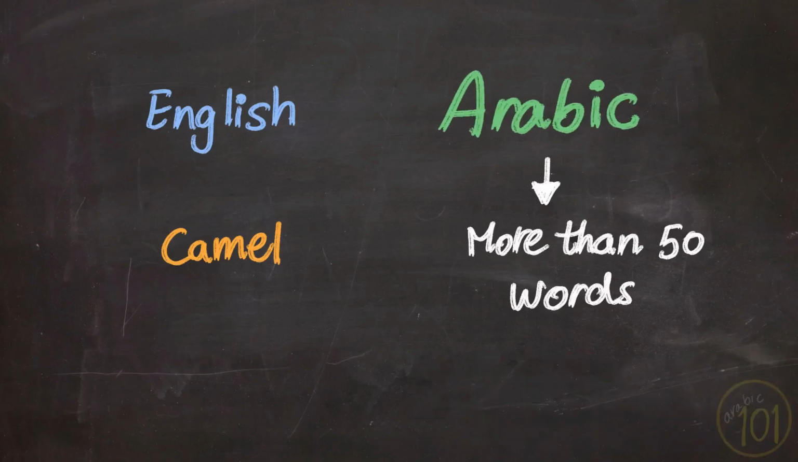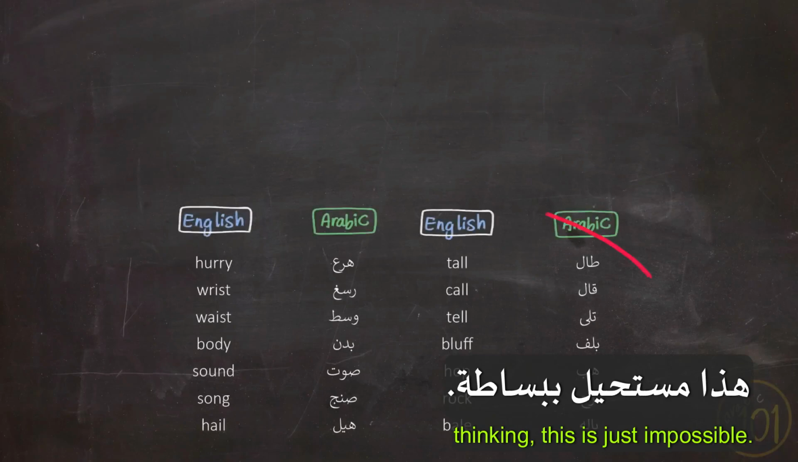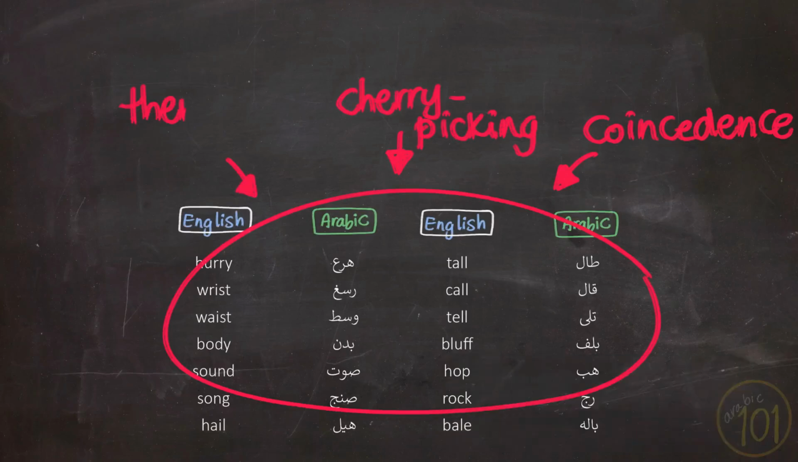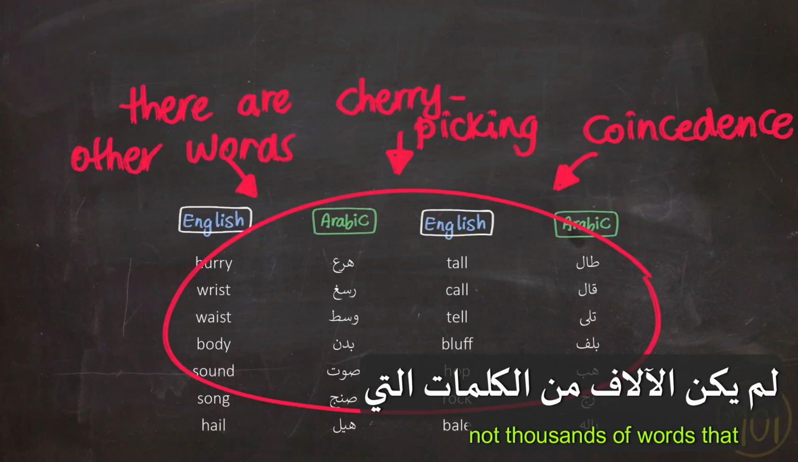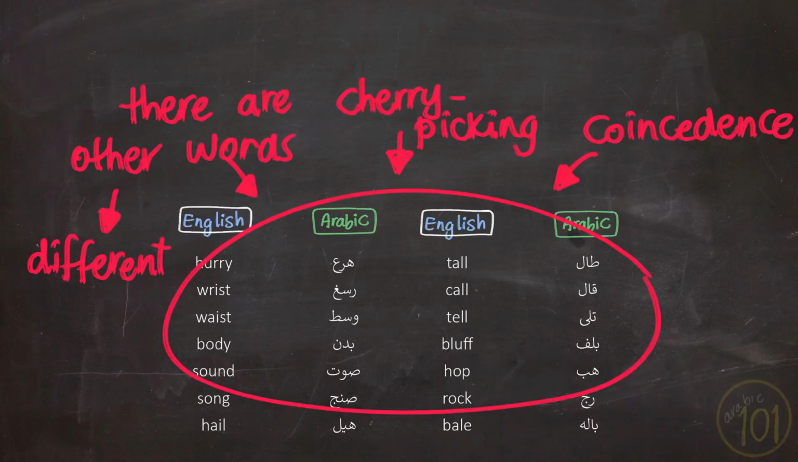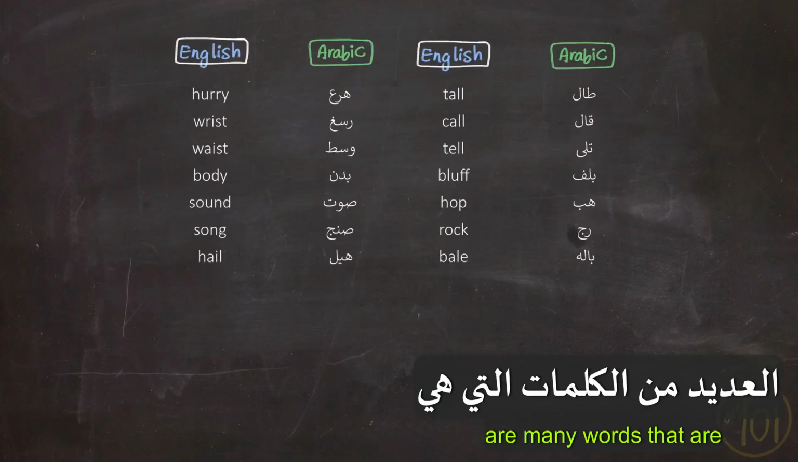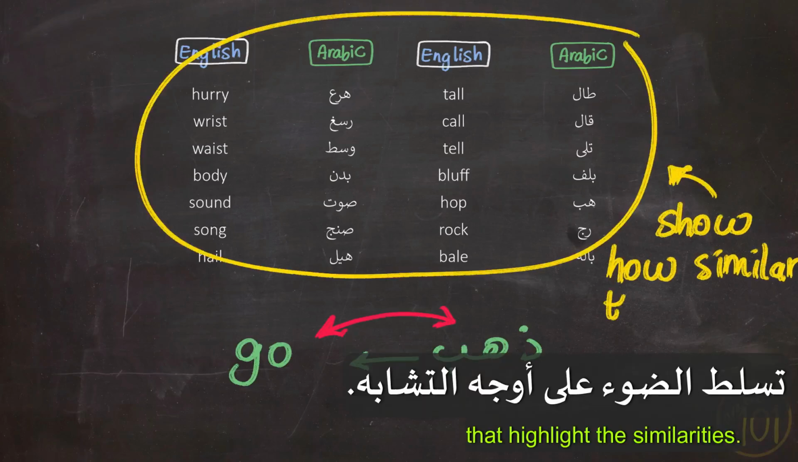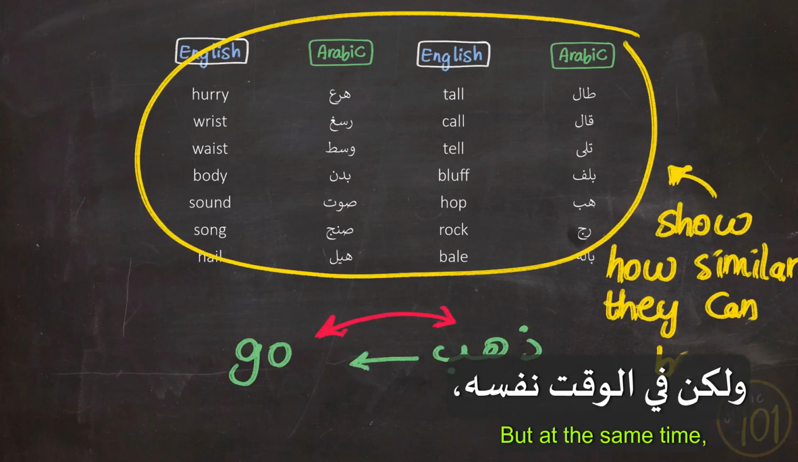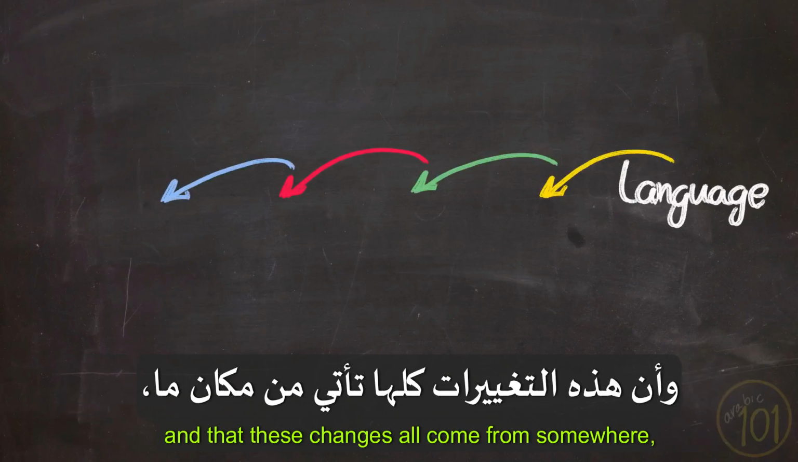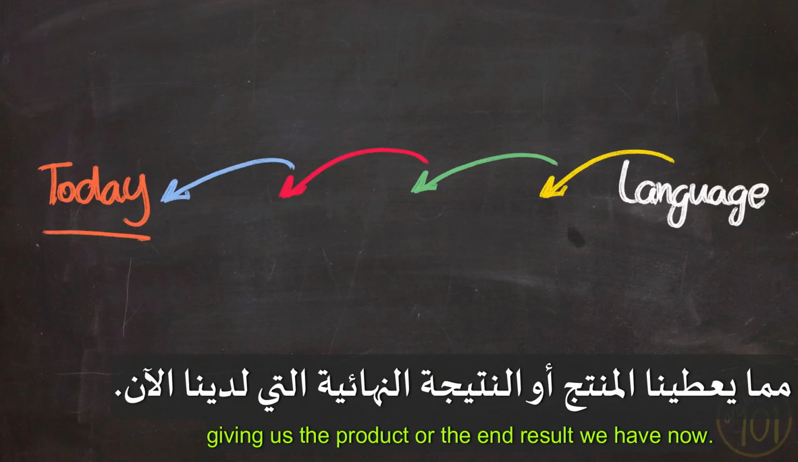And now you might be thinking, this is just impossible. And then I just picked and chose the similar examples that help me make my point. There must be hundreds, if not thousands, of words that are just simply entirely different from any Arabic roots or words. And here I would say, it is true that there are many words that are just simply too dissimilar. And I did choose examples that highlight the similarities. But at the same time, it is very important to understand that languages do change over time, and that these changes all come from somewhere, giving us the product or the end result we have now.